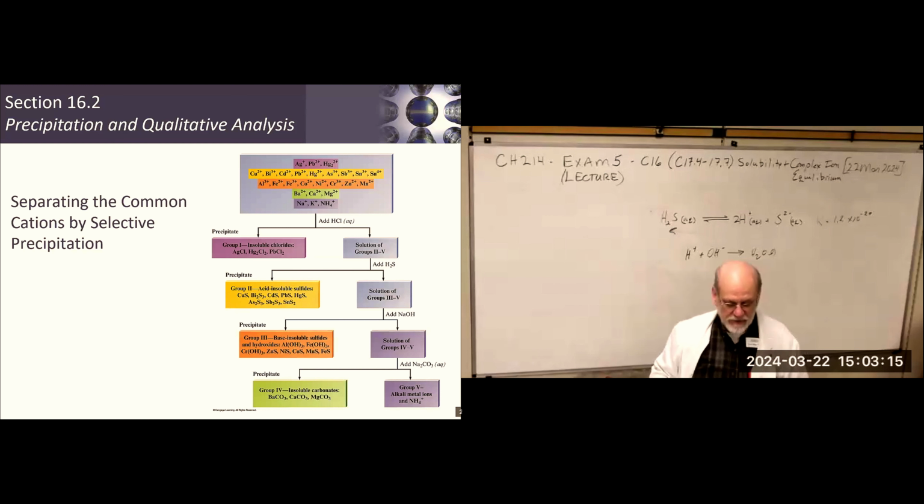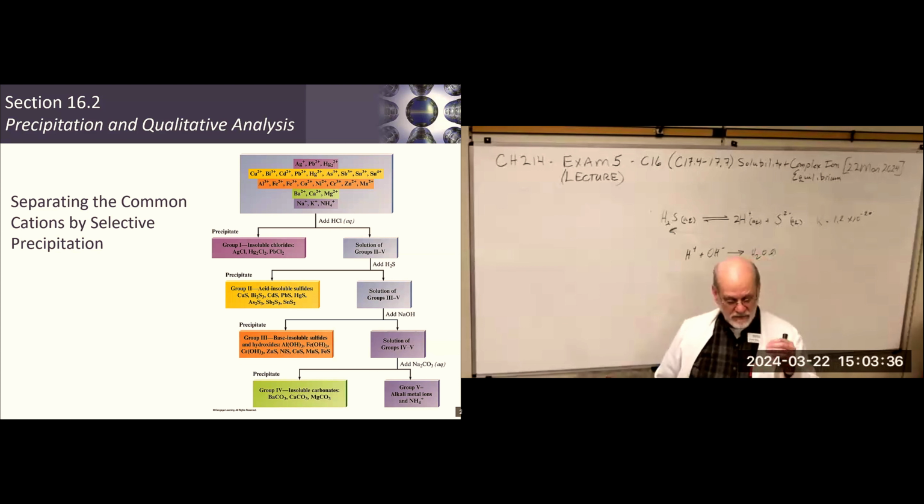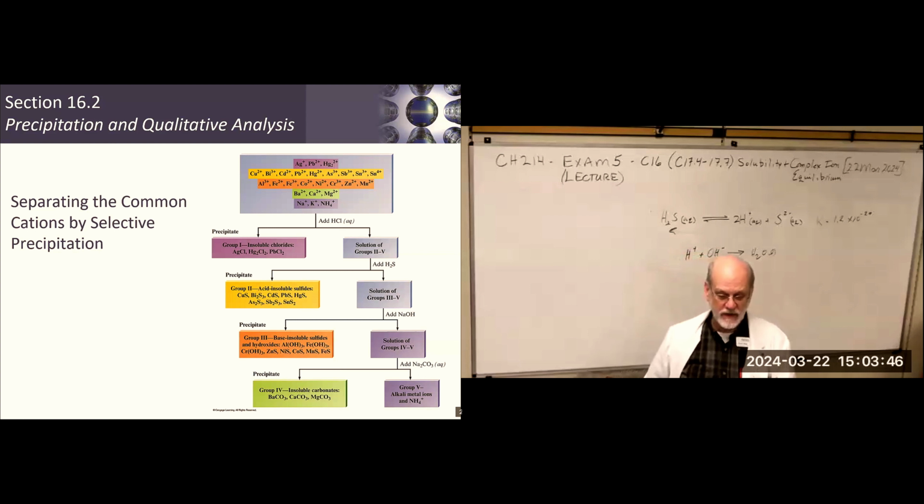All right, so here is a flow chart for separating various metal ions into categories. Let's see, there's one non-metal, there's ammonium in there also. Separating these cations based upon this sequence of reactions. All right, so if you have all of those ions in there, or if you don't know what ions you have in there, you would follow this procedure.